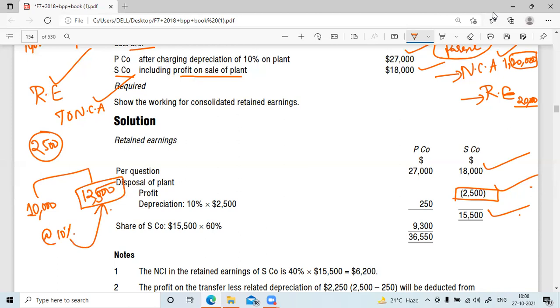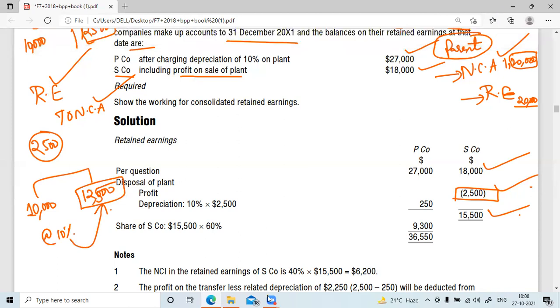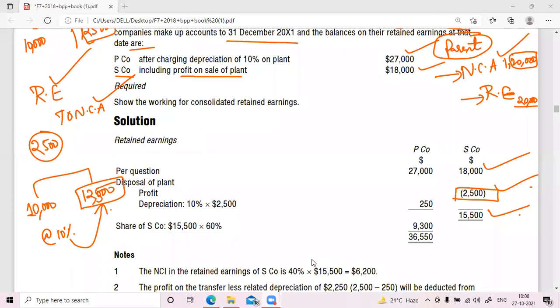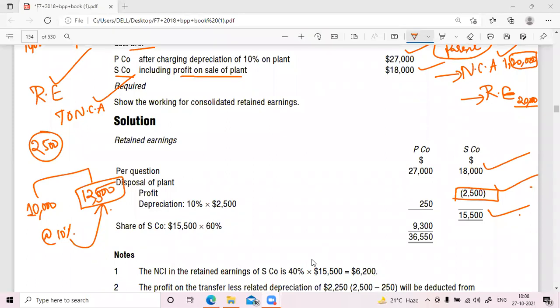There is a lot of disturbance, I think, from the connectivity and network. Can you hear me? Yes. It's very tough to hear your voice. Everyone, can you hear me? Yes, sir, we can hear you. I'm extremely sorry, I cannot hear your voice properly.